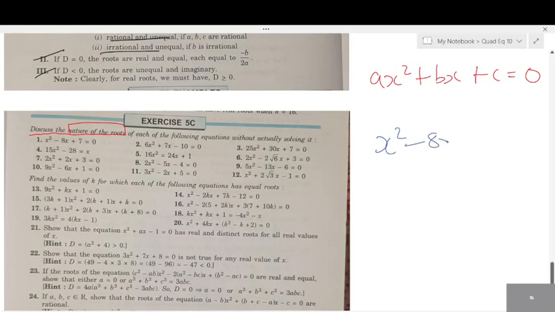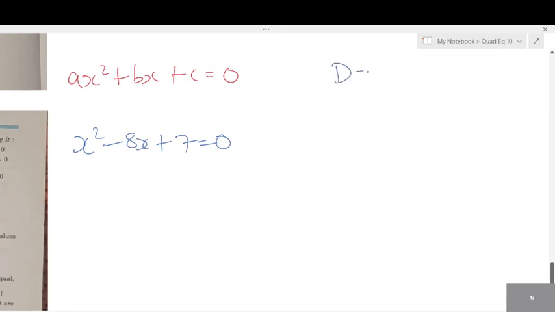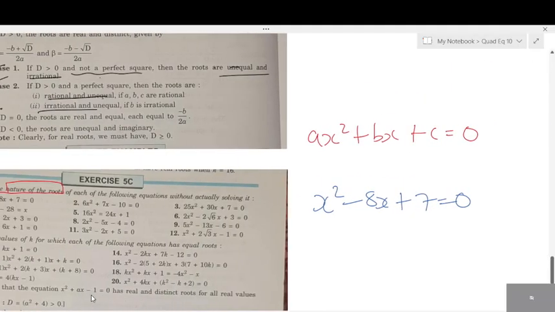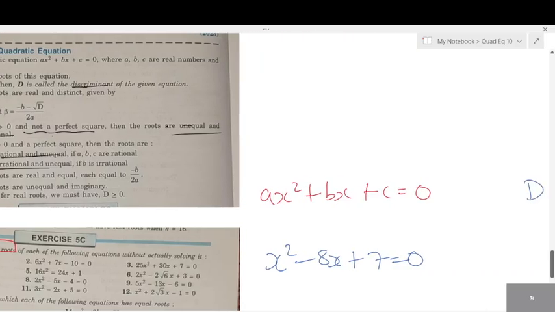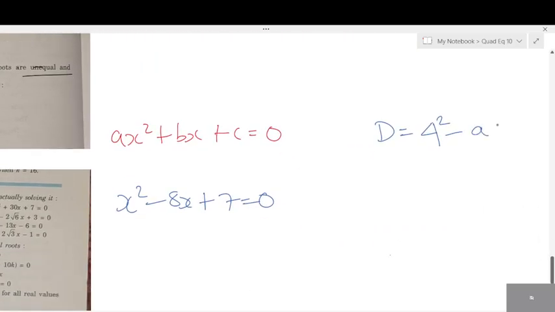First question, x square minus 8x plus 7 is equal to 0. What's the formula we use? There's only one formula. D is equal to what, inside the bracket? b square minus 4ac. So there's no separate formula. This is just the root value: minus b plus or minus square root of b square minus 4ac, by 2a.